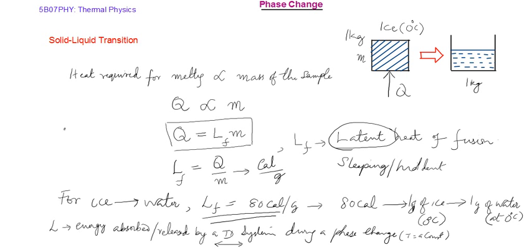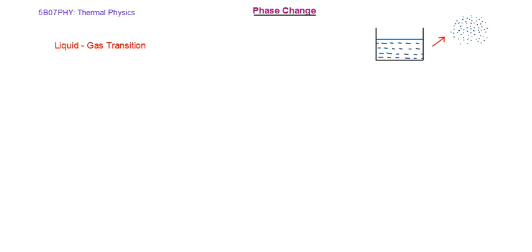So just memorize this value for water. It is 80 calories per gram. Now in the same manner we can discuss what is meant by latent heat of vaporization. In the same manner you can discuss the liquid to gas transition.